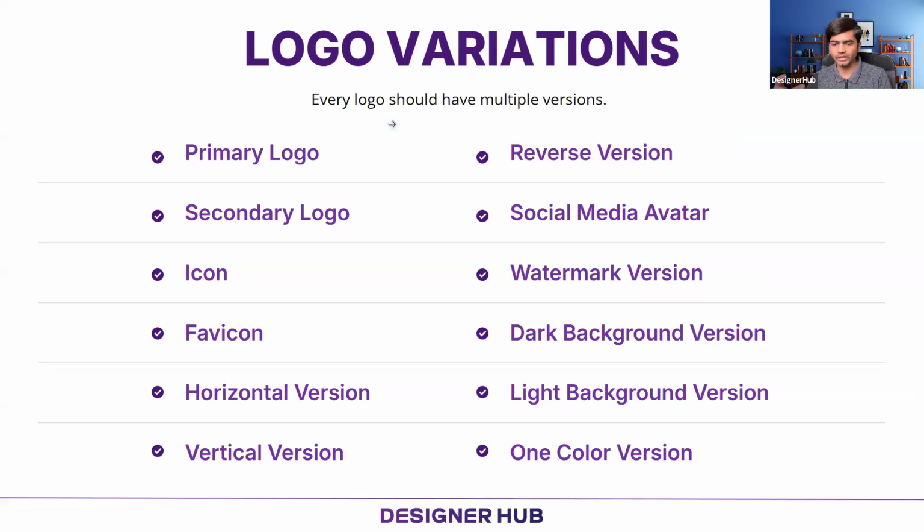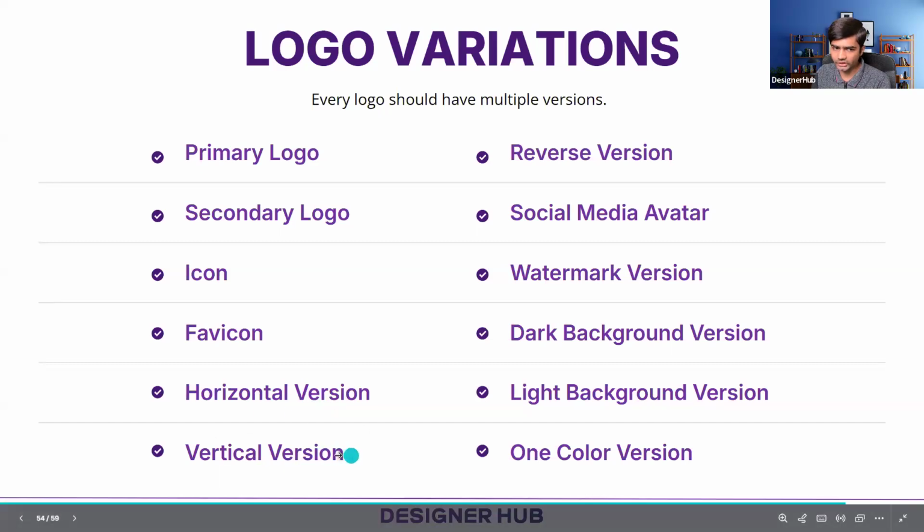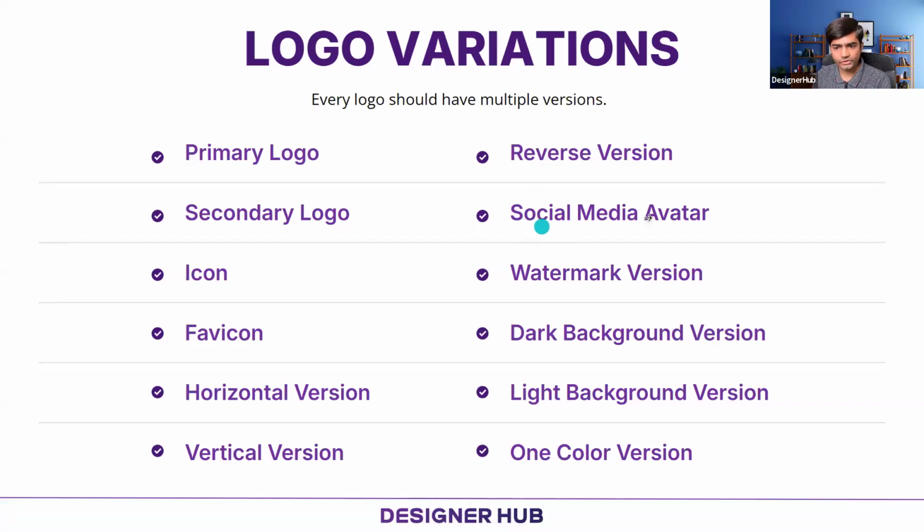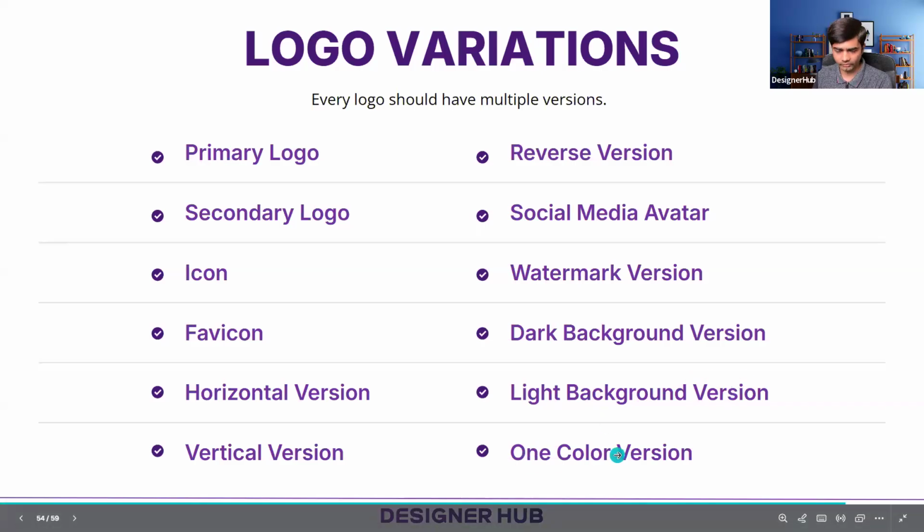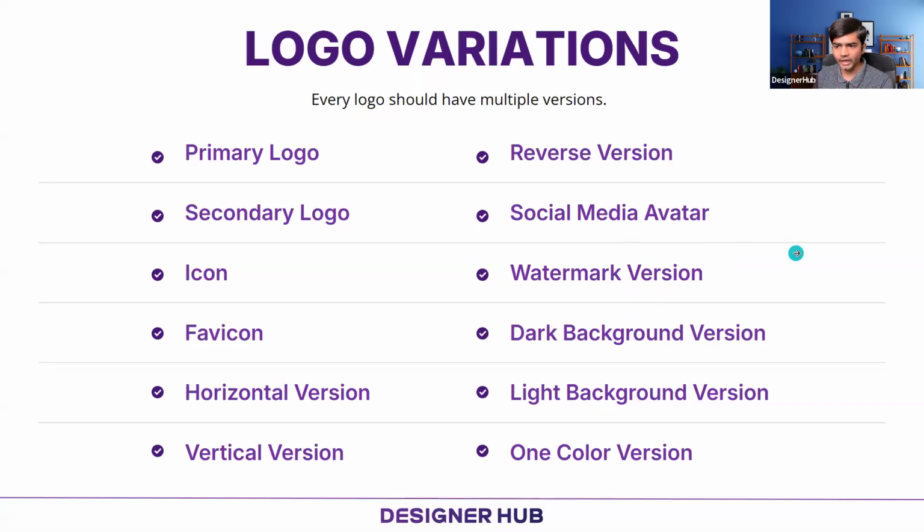Any logo that you create, you need to provide all these variations: the primary logo, the secondary logo, the icon version of it, the favicon version of it, horizontal version, vertical version, reverse version, invert version, social media avatar, watermark version, dark background version, light background version, and a one-colored version, whatever your brand colors are. All of this, I have done for one particular brand, and I'll show you how it looks.